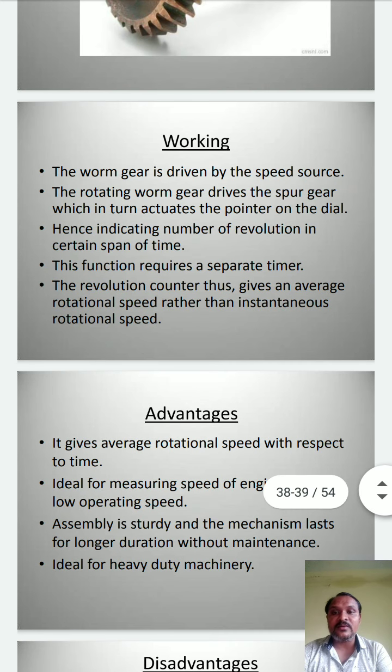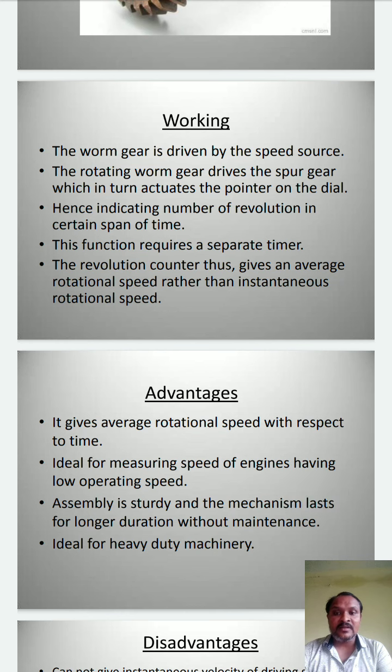So let us see here again the working principle. The worm gear is driven by the speed source. Obviously, as I told you, the worm gear will start to rotate as the spindle of the shaft starts to rotate. The rotational worm gear drives the spur gear, which in turn actuates the pointer on the dial, hence indicating the number of revolutions in a certain span of time. This function requires a separate timer. The revolution counter thus gives an average rotational speed rather than the instantaneous rotational speed. So this is a simple working and construction of the mechanical type of tachometer.